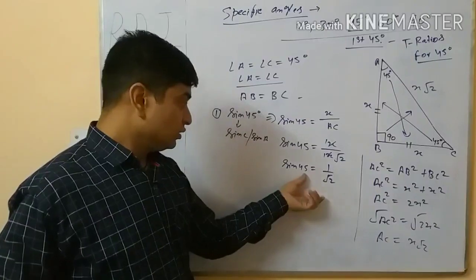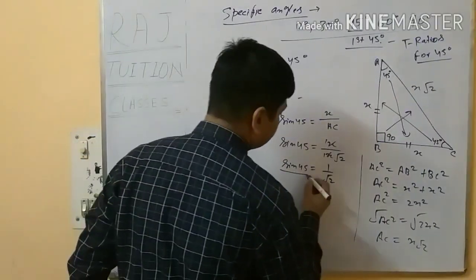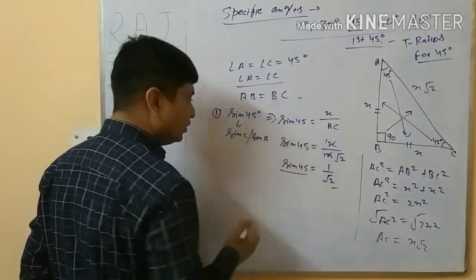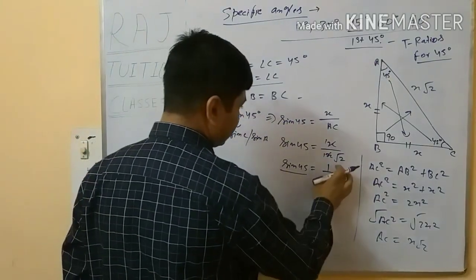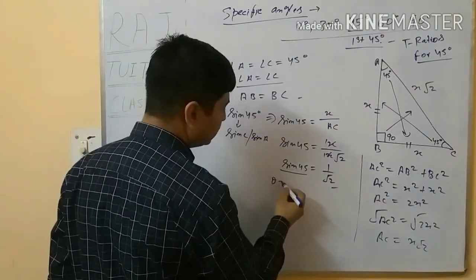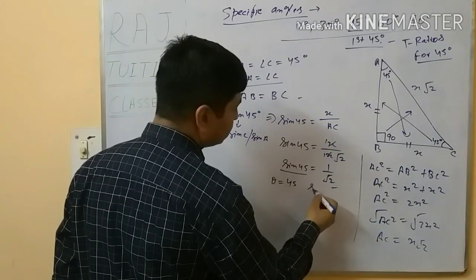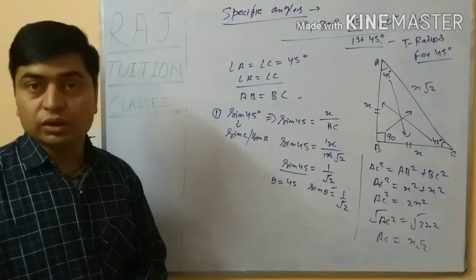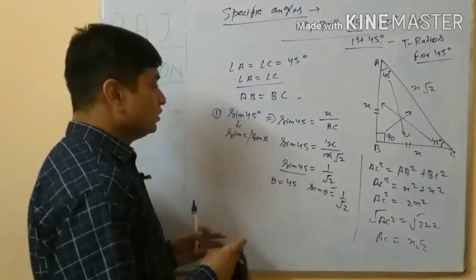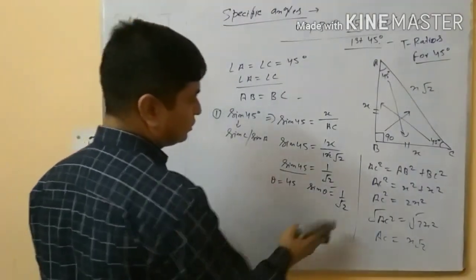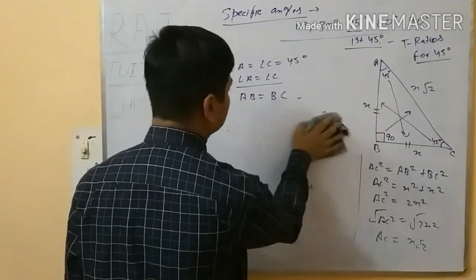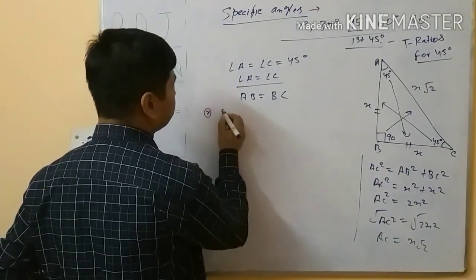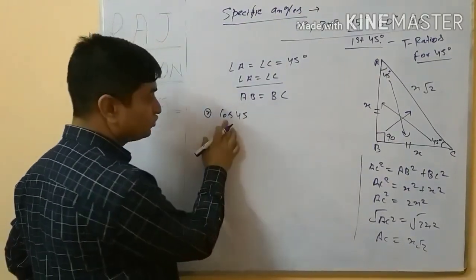If the angle has a value of 45, then the sine function will have a value of 1 upon root 2. As we have already discussed, all these ratios are functions. So if theta is an angle with a value of 45, then sine theta is a function, and it will have a value of 1 upon root 2. Okay, this was sine 45. I'm going to erase it, and now let's find the value of cos 45.